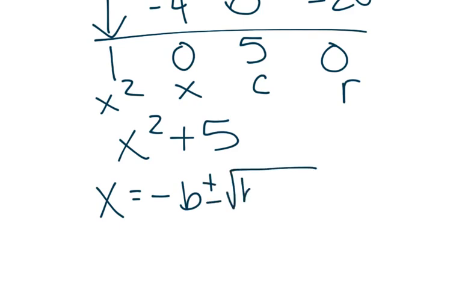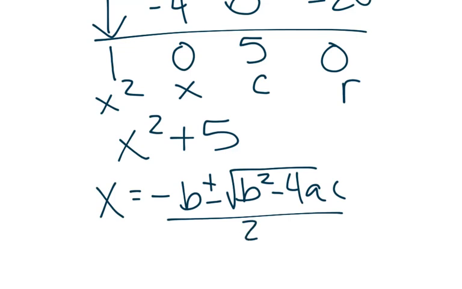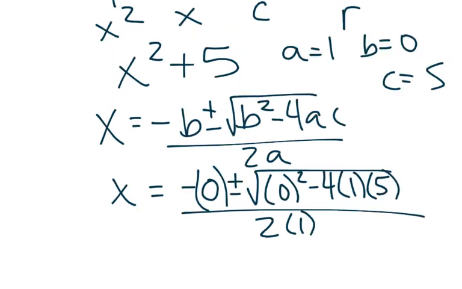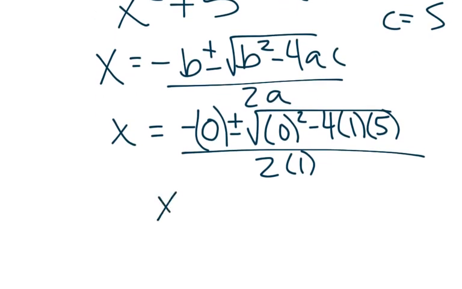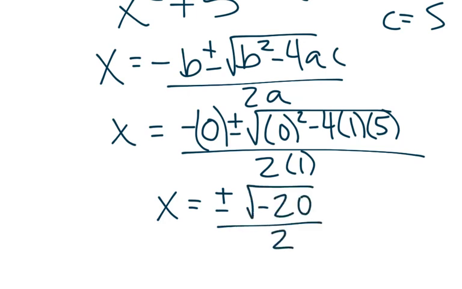X is equal to negative b plus or minus the square root of b squared minus 4ac, all over 2a. A is going to be 1, b is 0, c is 5. So x is equal to, and negative 0 goes away, plus and minus. I'm going to do the stuff inside the radical, divided by 2.